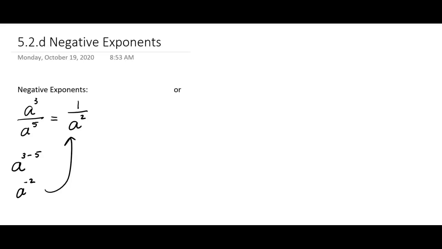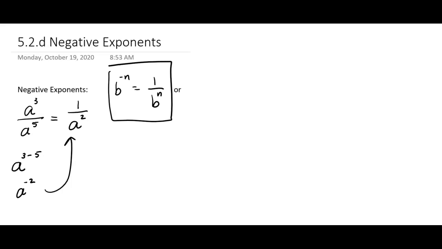So here comes the rule. The rule says if you have, usually they use it b to the negative n, that equals 1 over b to the nth. That is the rule for a negative exponent. It's the one we almost always give to students.